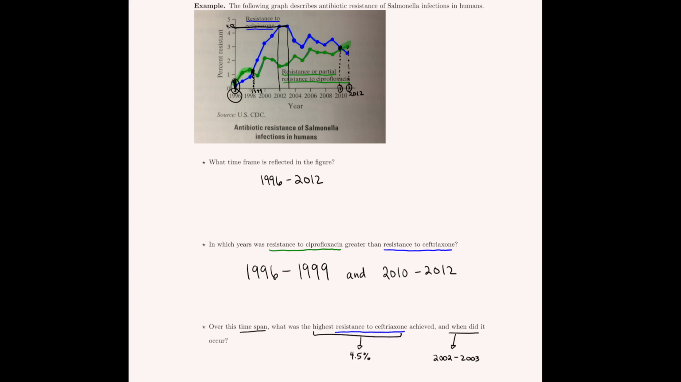So here we've answered the 3 questions related to our graph that showed the various antibiotic resistance from 1996 to 2012 for the 2 different antibiotics.